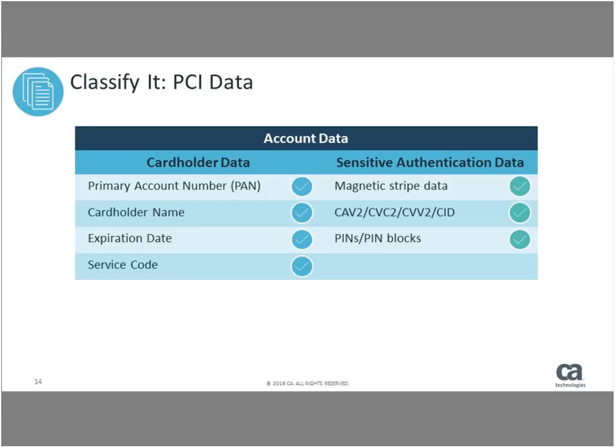Among the things we do within PCI are very broad names. We have the primary account number, cardholder name, expiration date, service code, the stripe data. We also have the CV or CID information, and we have pins and pin blocks and all those sorts of things to help you really determine whether you have the correct PCI data stored in a database. And we automatically will look for and search for these types of data within any particular file.